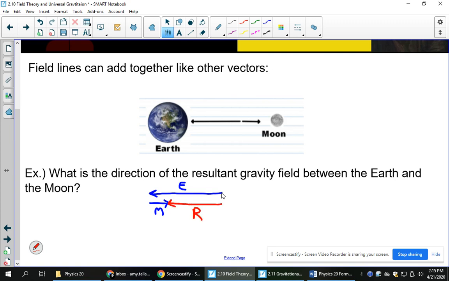What does this resultant show you? Well, this shows you exactly why the moon is orbiting the Earth and not the other way around. Because the resultant gravitational field after those have canceled is pointing towards the center of the Earth. The Earth is pulling the moon closer to it all the time, and therefore it orbits around the Earth.